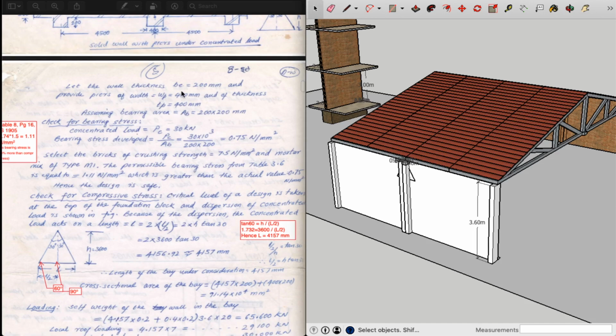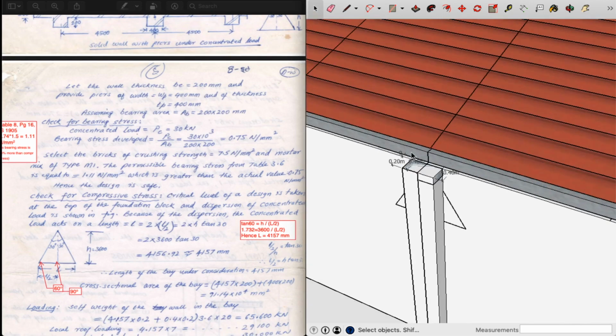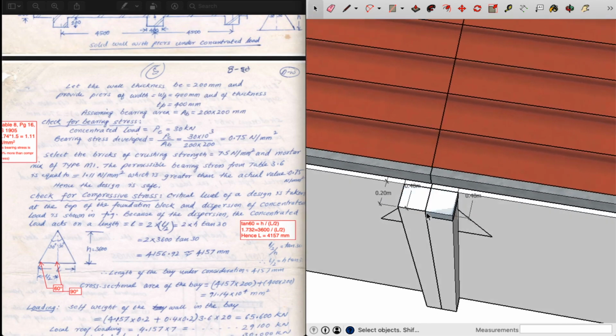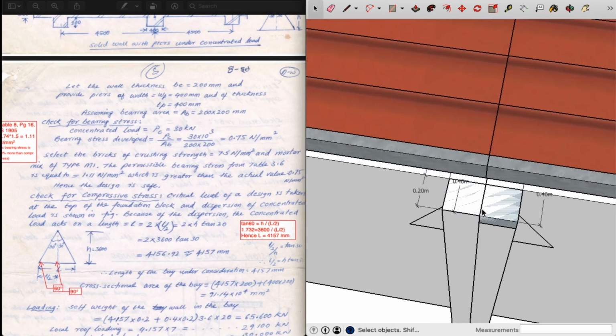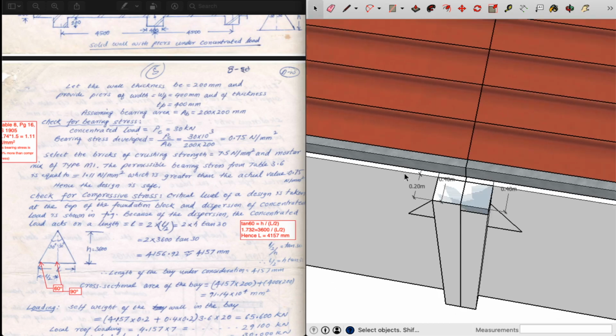Next, let the wall thickness be 200 mm, just like we have just seen in those cross-sectional dimensions. 200 mm wall thickness. Pier width is 400 mm, which is this one. Pier thickness, again 400 mm, which is this one. And wall thickness, which is 200 mm, already mentioned that.